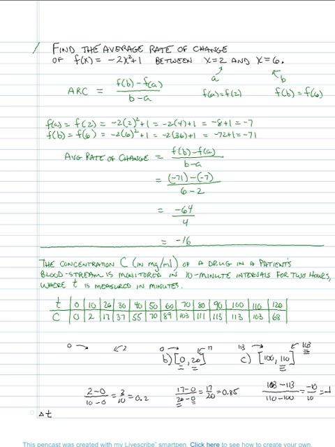Now you can see the next problem we're going to work on. The concentration C of a drug in a patient's bloodstream is monitored in 10-minute intervals for 2 hours, where the time T is measured in minutes. And C, as you can see above, is milligrams per milliliter. So, of course, across the top we have time: 0 minutes, that's the start of time, 10 minutes, 20 minutes, 30 minutes, and so on.